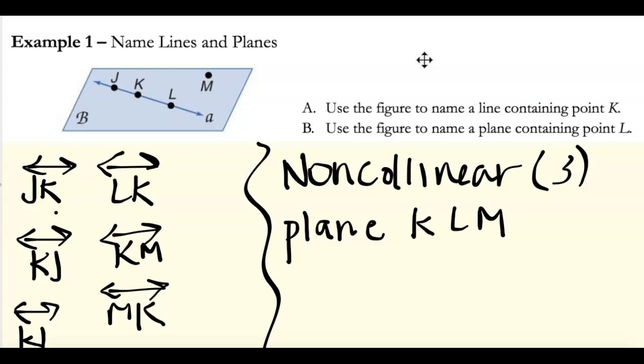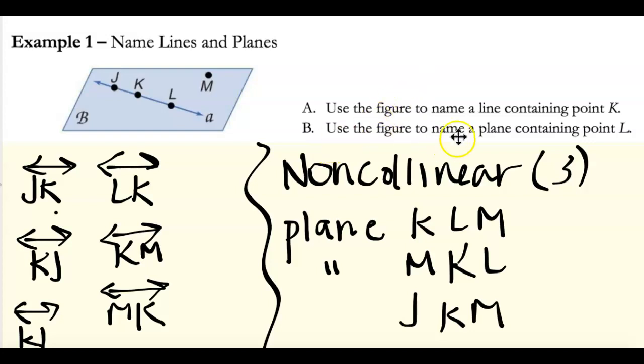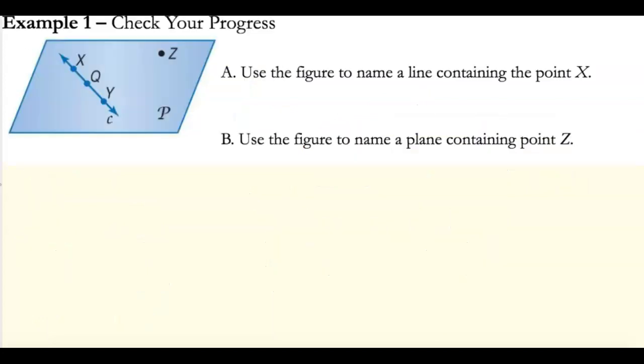KLM, or any version of that, plane MKL. We could also use some of the other letters. We could use JKM, or any variation of that. So when it asks you to just use the figure to name a plane, you just need to come up with one. I've shown you many examples.